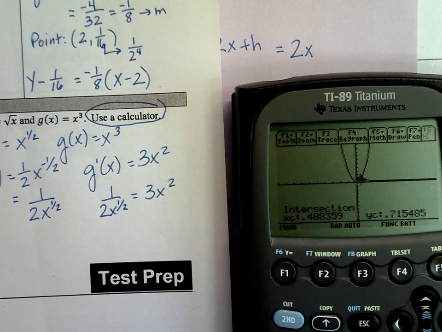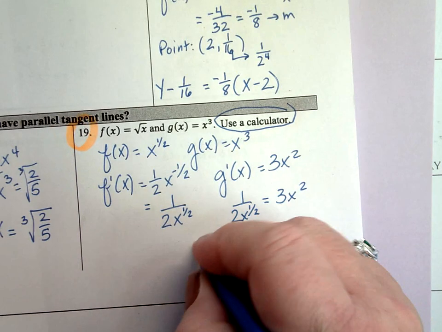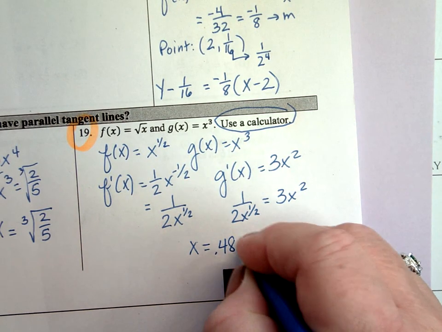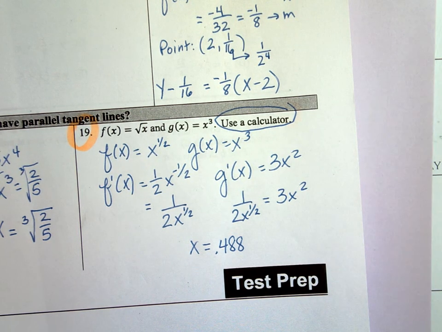There it is, 0.488. That is my x value. X equals 0.488. That's the value where they would have the same slopes. So you're using the calculator to help you with that one.